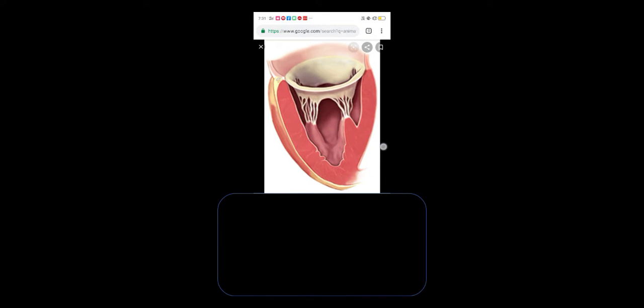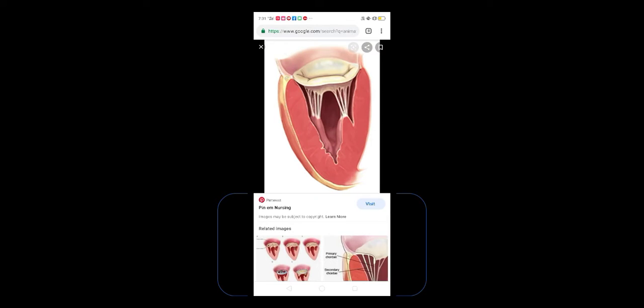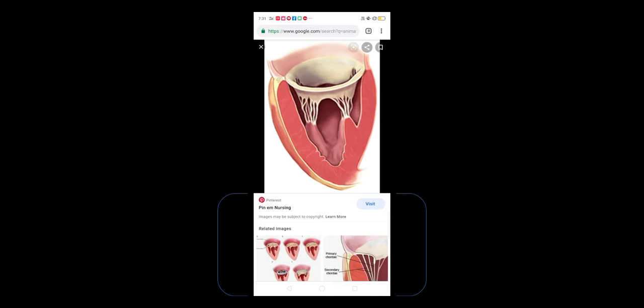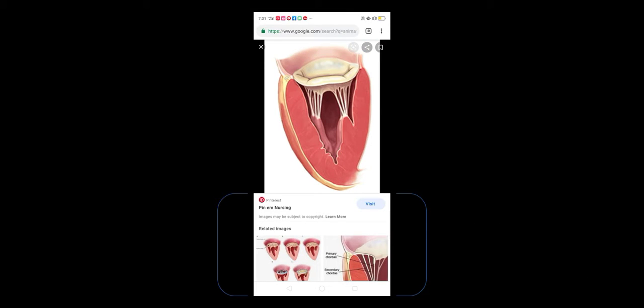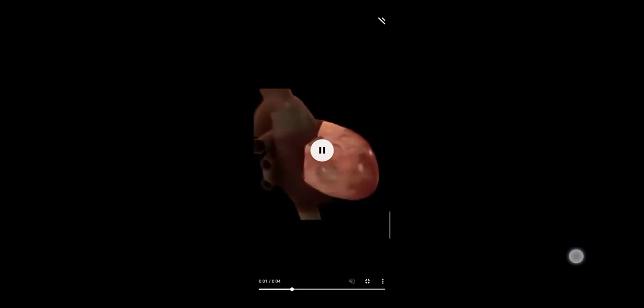Now, look at the mitral valve, the two valves, how they open and close, and how they are anchored by small finger-like processes. Continuously, they are doing that. When we look from above, this is the mitral valve opening and closing. You see on the left side the mitral valve open and close.